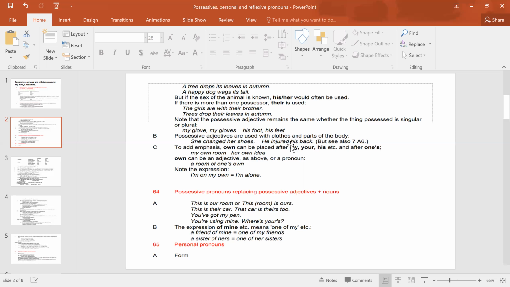Possessive adjectives are used with clothes and parts of the body. Of course, you can use them with clothes and parts of the body as well. She changed her shoes. He injured his back, etc. You can find more examples as well.